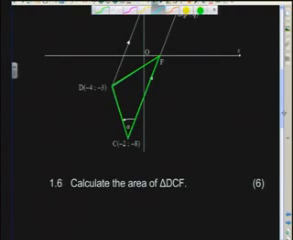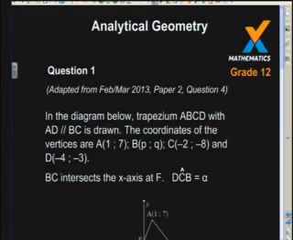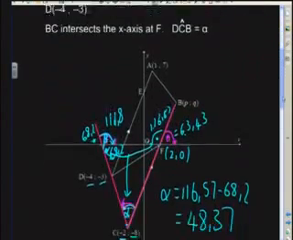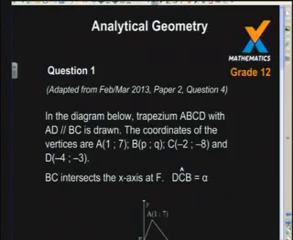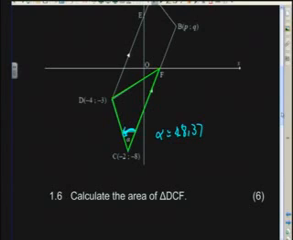Now, notice, guys, because you've worked out alpha, we should really try and use it. There might be other ways to work out the area of triangle DCF, but we like to use the information that we've just worked out, which was angle alpha is 48,37. Let's just go back and make sure that was the value. Yes, right, so we've got that angle alpha is 48,37.